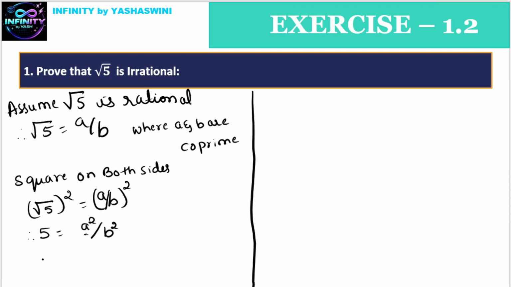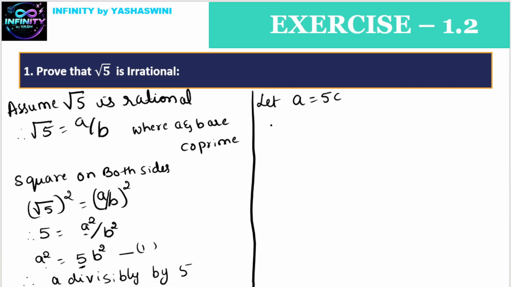Now we want a square. So a square is equal to, shift b square here, it becomes 5b square. Consider this as equation 1. Therefore, a is divisible by 5, which is a factor of a. Let us take a as 5c. Now substitute this in equation 1. In the place of a, substitute 5c.